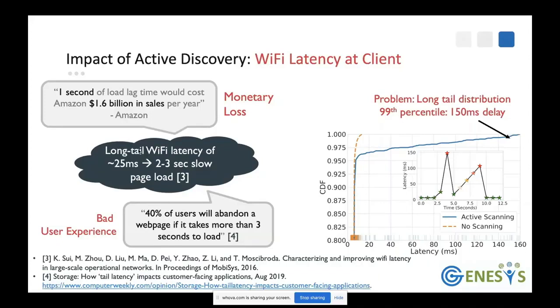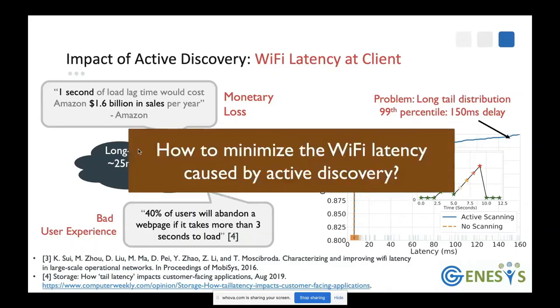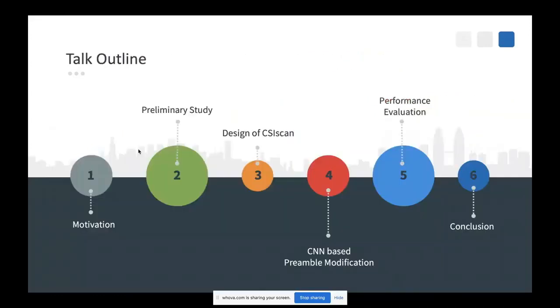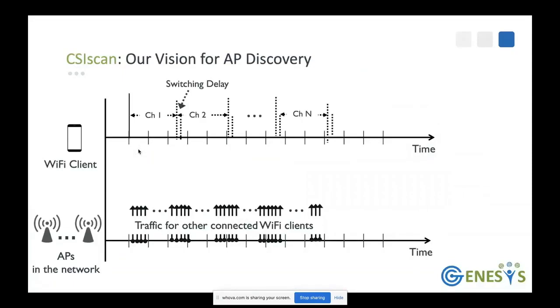So these are the two problems associated with active discovery that we tried to analyze. Again, the question is how we are going to minimize the latency caused by active discovery. To overcome these problems, we tried to design a new approach called CSIscan, and this is our vision. This is a very similar diagram to what we saw earlier, but now what happened? The client, instead of searching for access points across all the channels, expects some kind of information from the access point.